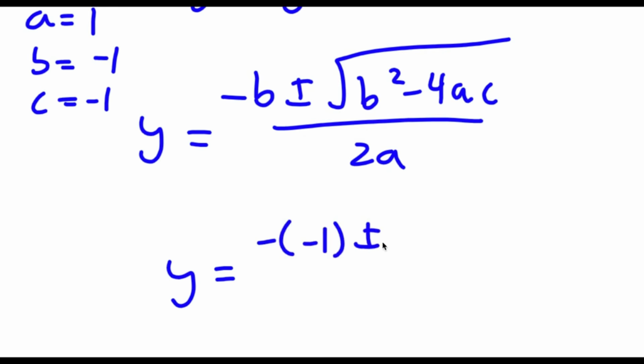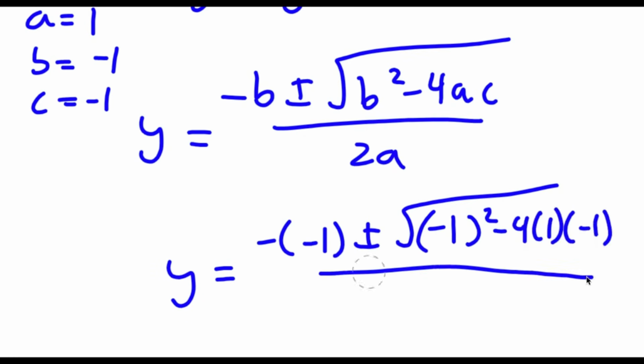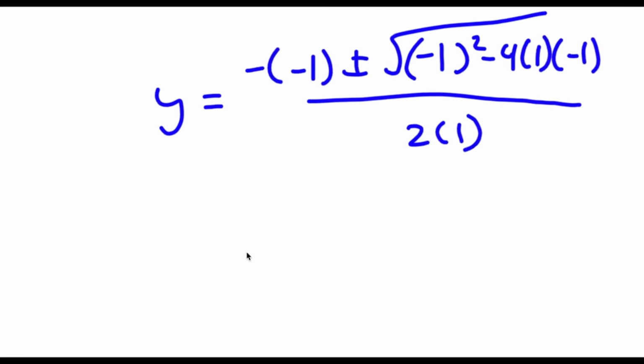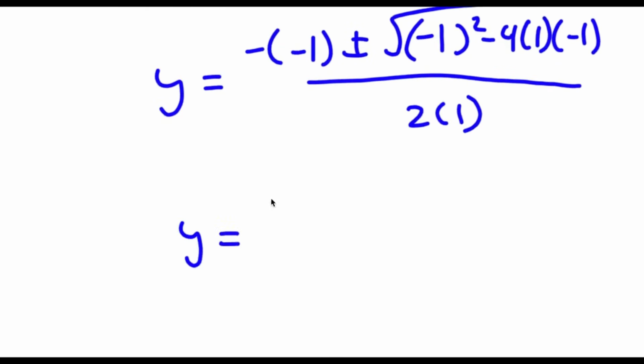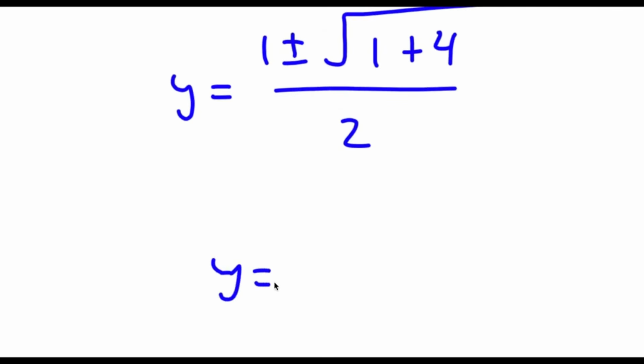So now I have negative negative 1 plus or minus the square root of negative 1 squared minus 4 times 1 times negative 1 all over 2 times 1. So now this is equal to 1 plus or minus the square root of 1 plus 4 all over 2 times 1 is 2. And now this is equal to 1 plus or minus the square root of 5 over 2.